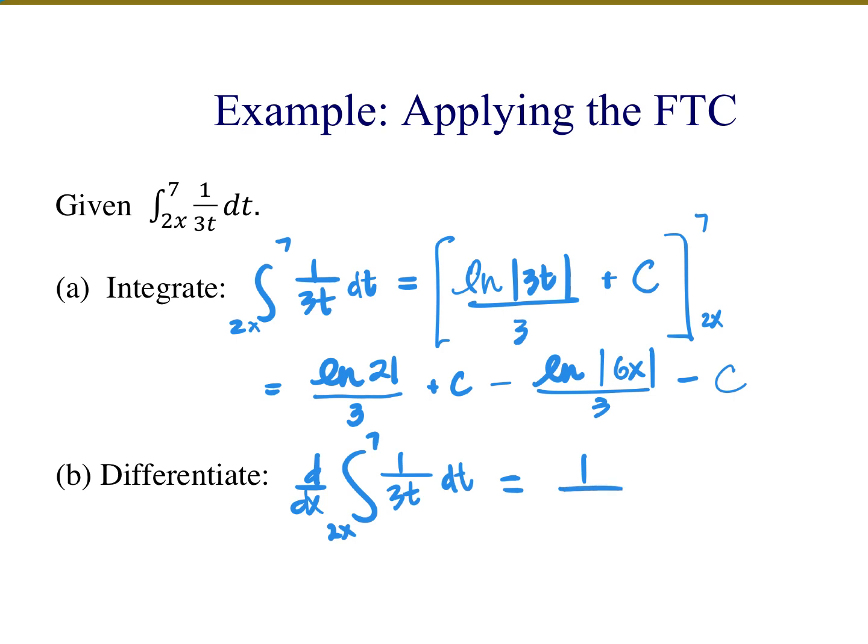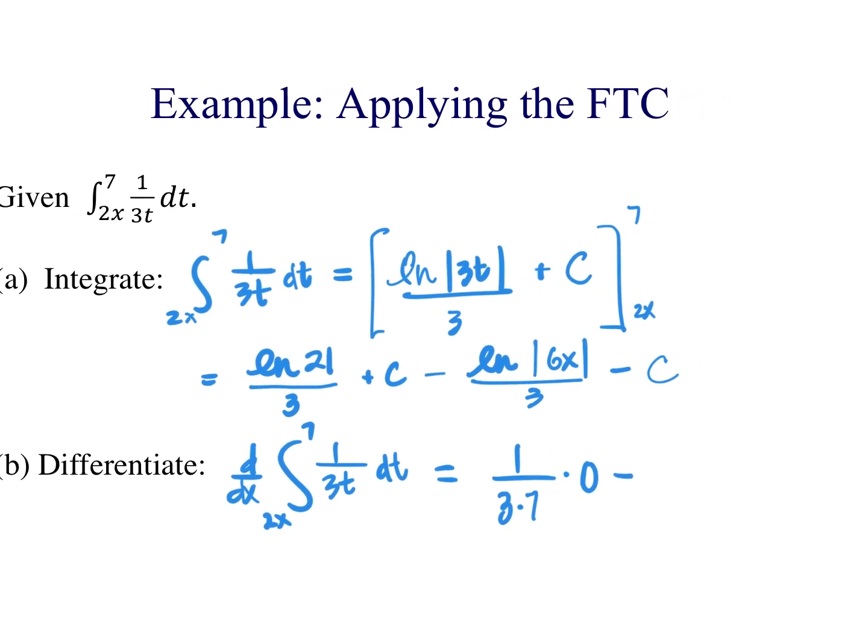I don't have to do anything. I can just take the function, 1 over 3 times 7, times, that's the only part you've got to remember, it's not just times 7. What's it multiplied by? Times 1? No, what's the derivative of 7? Oh, 0. Minus 1 over 3 times 2x, times the derivative of 2x, not 6, 2. It's the derivative of these things.